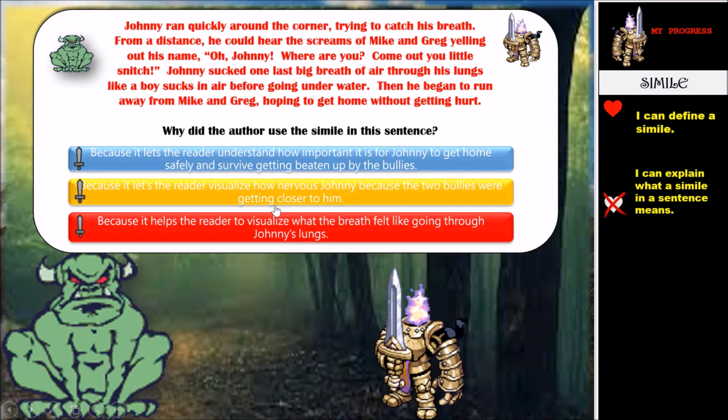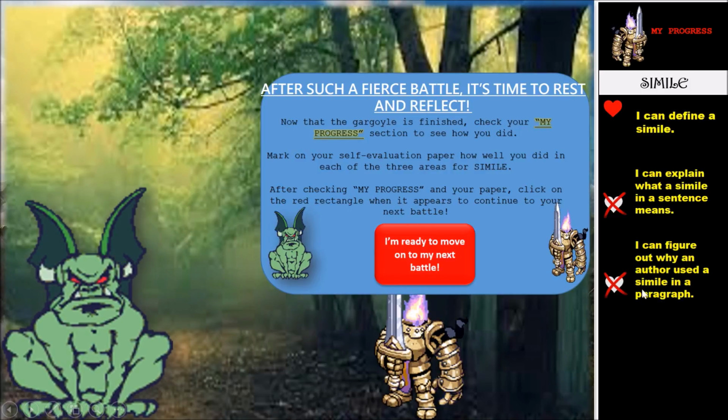For this one, I'm going to select B. I'm wrong. A pop-up screen comes up that says, "After such a fierce battle, it's time to rest and reflect." Now that the gargoyle is finished, check your My Progress section to see how you did. Mark on your self-evaluation paper how well you did in each of the 3 areas for simile. After checking My Progress on your paper, click on the red rectangle when it appears to continue your next battle.